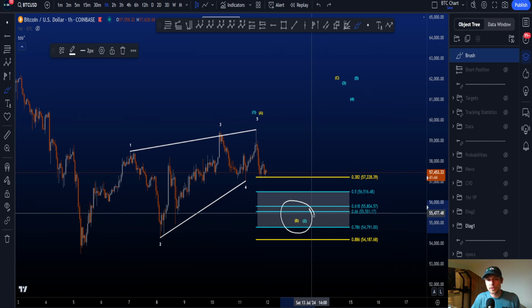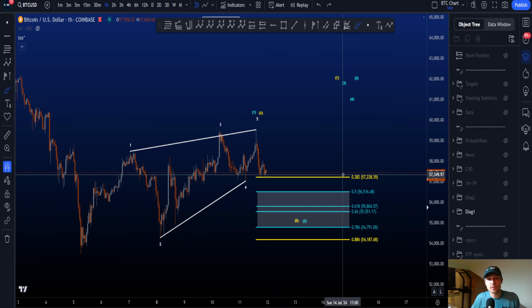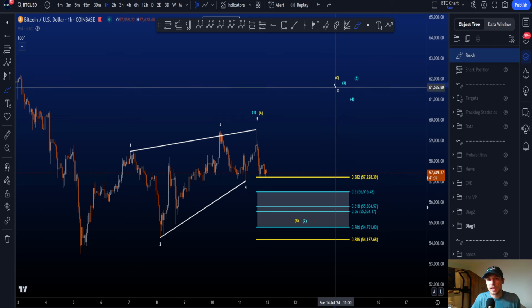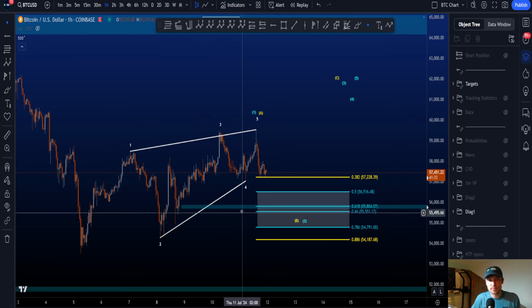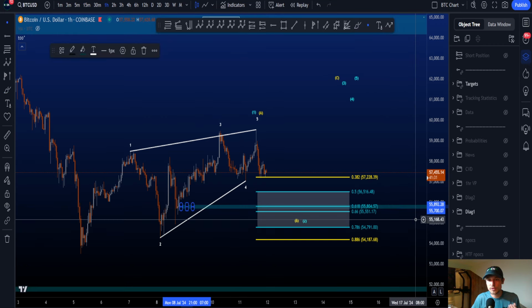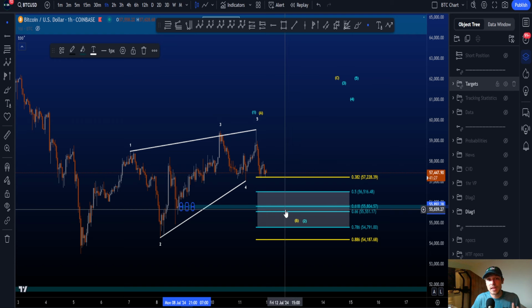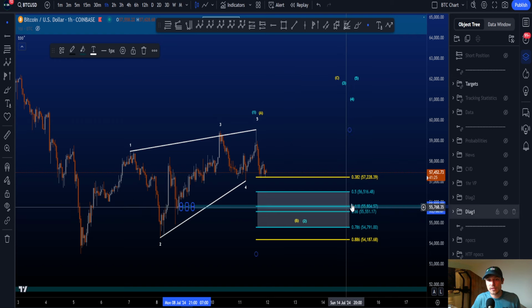After a wave B or 2, we're then looking for price to move towards the upside impulsively in a wave C or a wave 3. Now in this area, we do have an additional area of support, which is the blue box here between 55.7k and 55.9k, nicely in confluence with the golden pocket, as you can see as well.